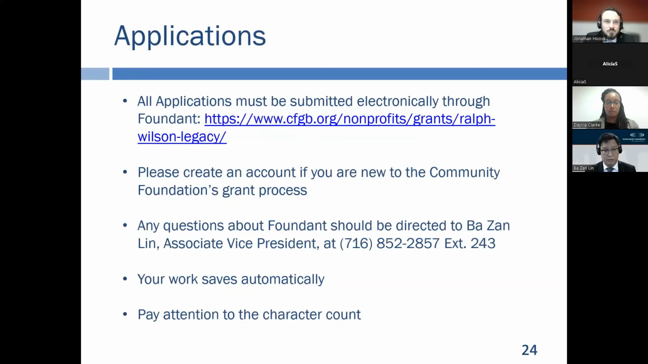All applications must be submitted electronically through our Fountain system. Please create an account if you are new to the Community Foundation's grant process. If you have any questions about Fountain, please contact me directly at 716-852-2857 extension 243 or lynb@cfgb.org. Your work saves automatically in our Fountain system, so you don't need to worry about not being able to save your work while you're working on your application. But please pay attention to the character count. And also, please pay attention to the size for the uploads.